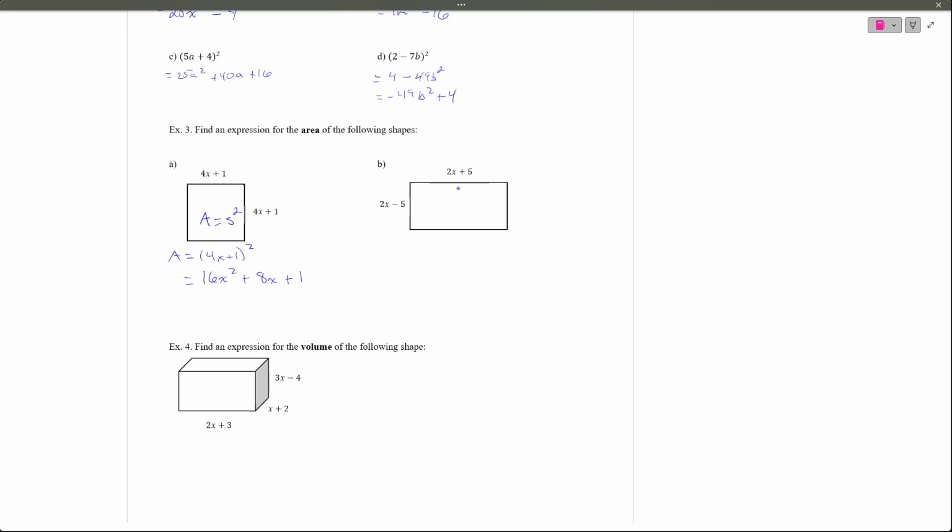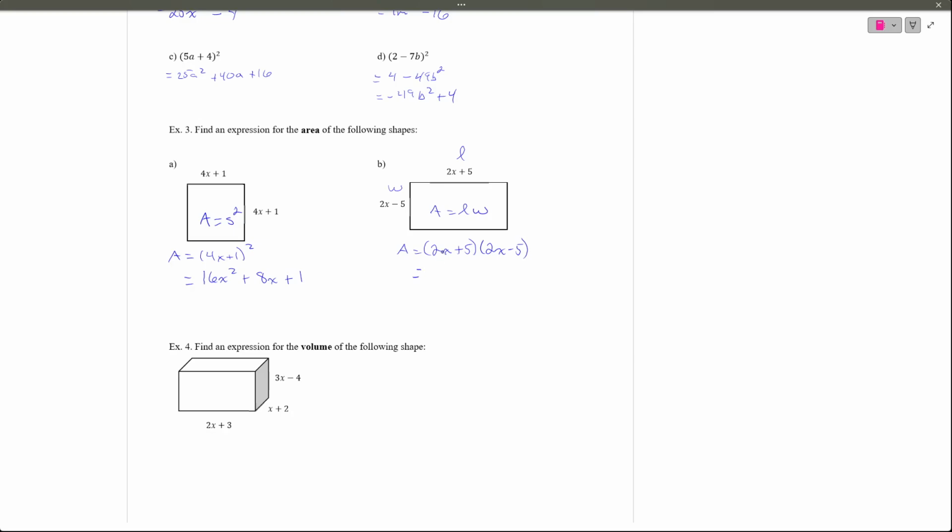Similarly speaking over here, this time we have a rectangle. And we know the area of a rectangle is equal to the length times the width. Well, if this is our length and this is our width, that means that our area is equal to 2x plus 5 multiplied by 2x minus 5. So now we're looking at a plus b times a minus b. So this just gives us a squared minus b squared. Yeah, a squared minus b squared. I had to check my notes just to verify. I didn't want to go wrong here.